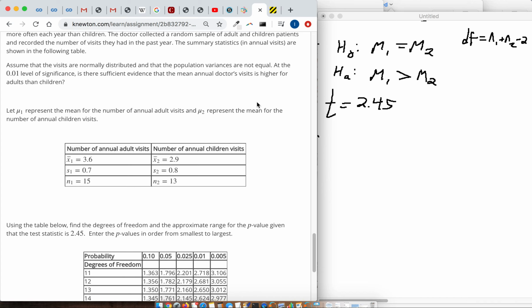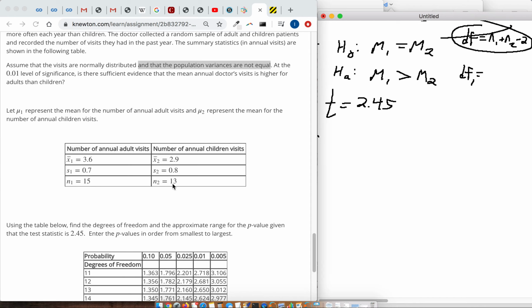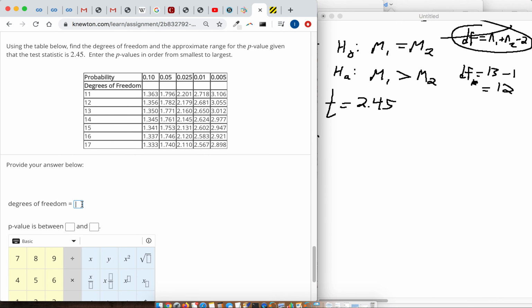Okay, in this problem, population variances are not equal, so that means we need to use the smaller of the two degrees of freedom. We've got a sample size of 15 and a sample size of 13. That means you're going to use the sample size of 13 to determine your degrees of freedom. So the degrees of freedom from this should be 12.